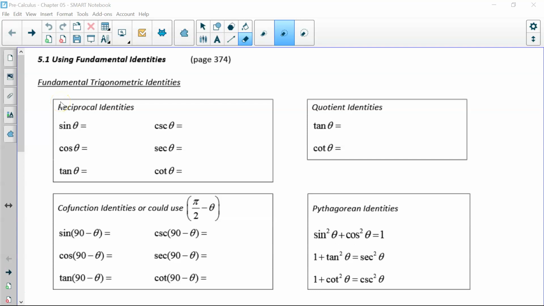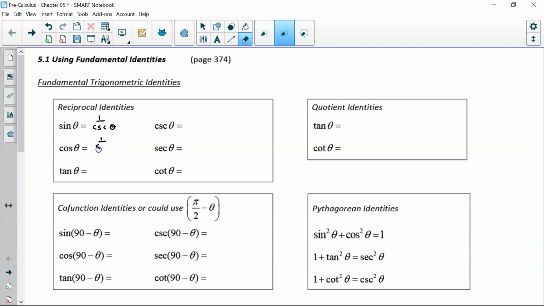Welcome to Chapter 5. We're in Section 5.1 today, and we're going to be talking about the fundamental trig identities. Now, you already have these, but we're just reviewing because we're going to be using them again in Chapter 5 quite a bit. So for the sine of theta, remember it's the same as 1 over the cosecant of theta.